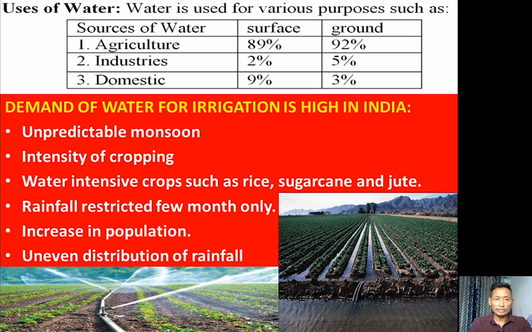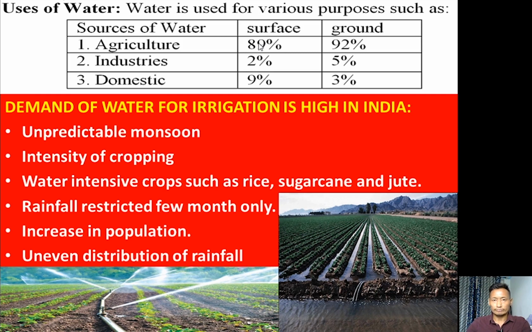Here we have three main sectors: agriculture sector, industrial sector, and domestic sector. If we study the table, at first we have uses of water in agriculture. Both surface and underground water use is maximum in agriculture. The next topic is that demand of water for irrigation is very high in India. So that means we are using surface water.